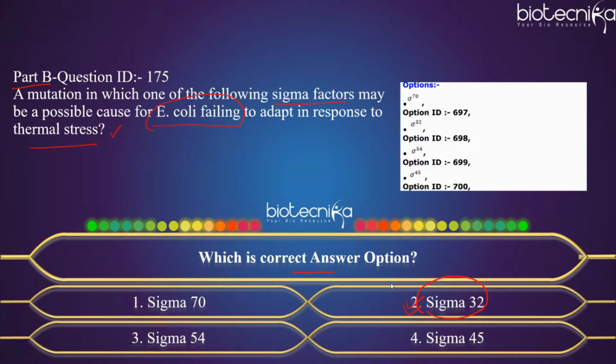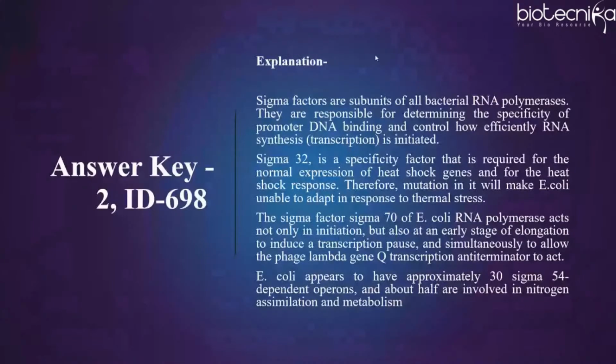these are subunits of the bacterial RNA polymerases. These are proteins responsible for determining the specificity of promoter DNA binding and controlling how efficiently RNA synthesis is initiated, meaning there will be expression of that particular gene. So each sigma factor is connected to a particular gene expression. Sigma 32 is required for normal expression of heat shock genes.